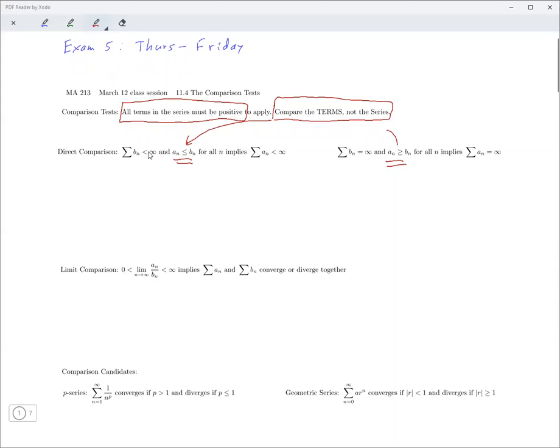Okay, so the idea is this. Let's say that you want to know what happens with the series A sub n. And you know that this series converges, and you know that the A sub n terms are less than or equal to the B sub n terms. Well, then it follows that the A sub n series converges also, because these are less than that. So if this one converges, then this one's kind of forced to converge as well to something less than or equal to whatever this one converges to.